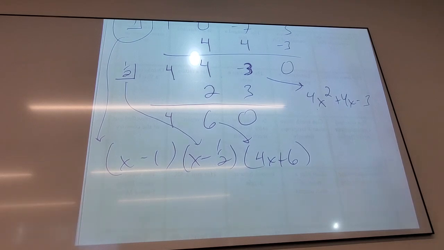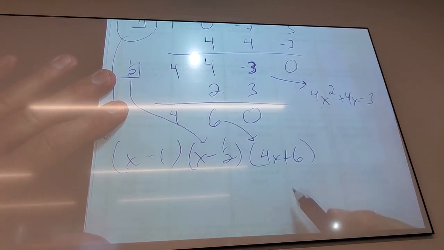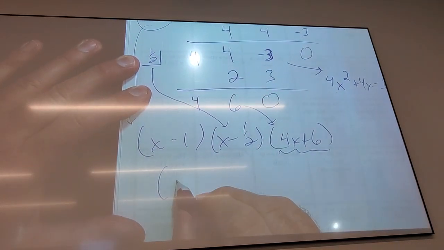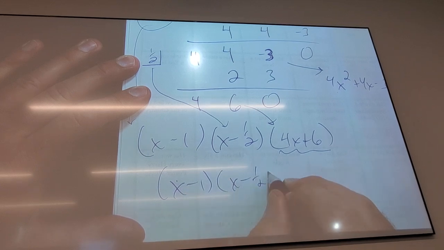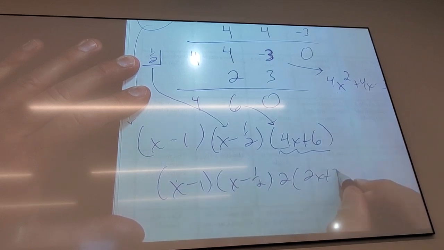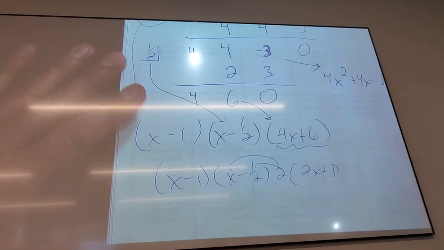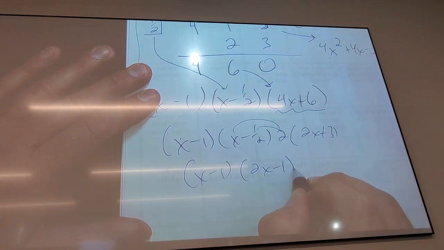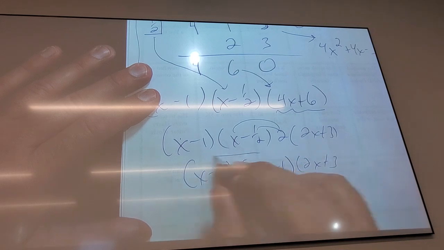Now watch. You ready? This will always happen. Doesn't this have an extra factor of 2? You with me? So then I can make this x minus 1, x minus 1/2. I can take a 2 out of this. And then I can put the 2 in there. And I can make that little dude a whole dude. Ta-da!